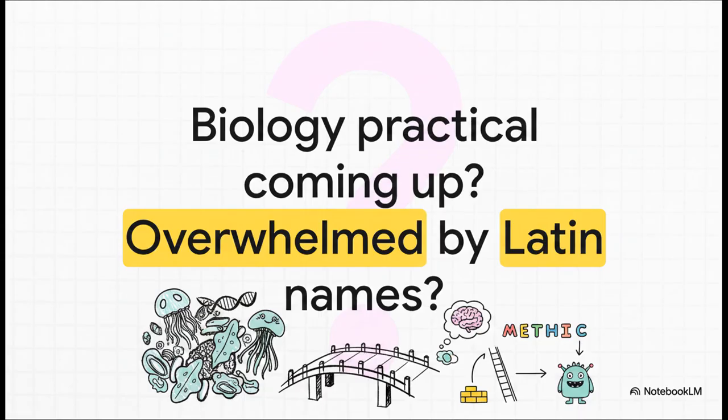Yeah, I get it. You've got that big biology practical coming up. You're looking at lists of names like Obelia geniculata, Fasciola hepatica, and your brain just kind of shuts down, right? It feels impossible. But look, that's a classic problem, and we're about to make it disappear.